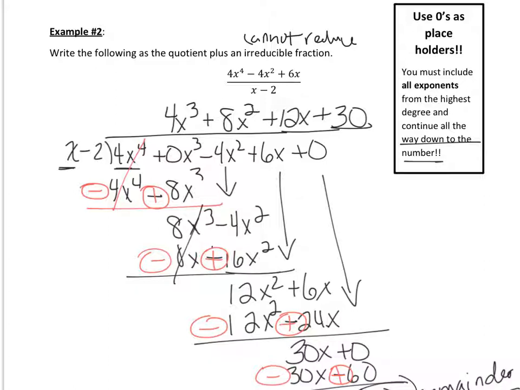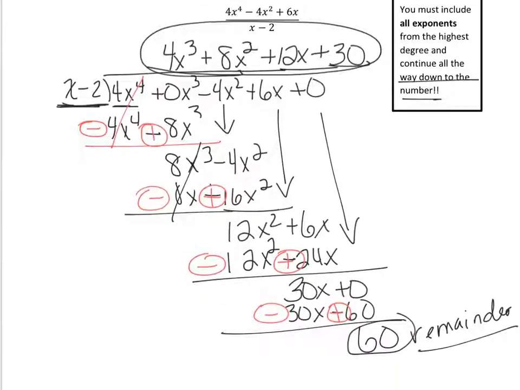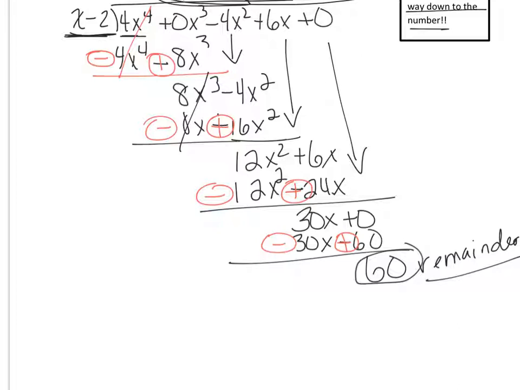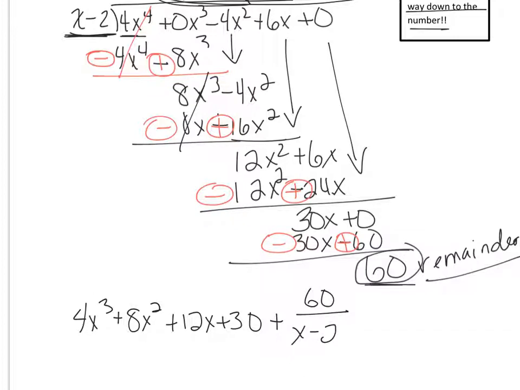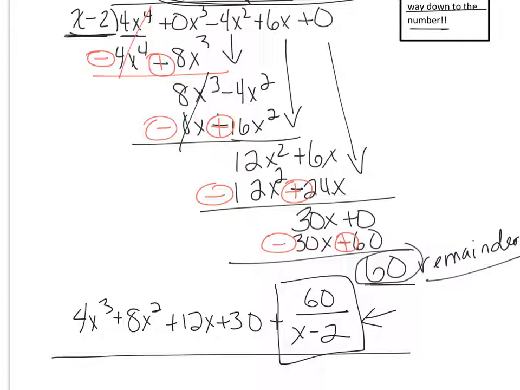And so what that means is I'm going to take this as the quotient, as we said before, and then the remainder still has to be divided by x minus 2. So we just write it like that. So the answer is 4x cubed plus 8x squared plus 12x plus 30 plus the remainder, which still has to be divided by x minus 2. So this is the irreducible fraction. Cannot reduce that fraction no matter how hard we try. So this is your solution. I know it's weird. It's just the way it is.